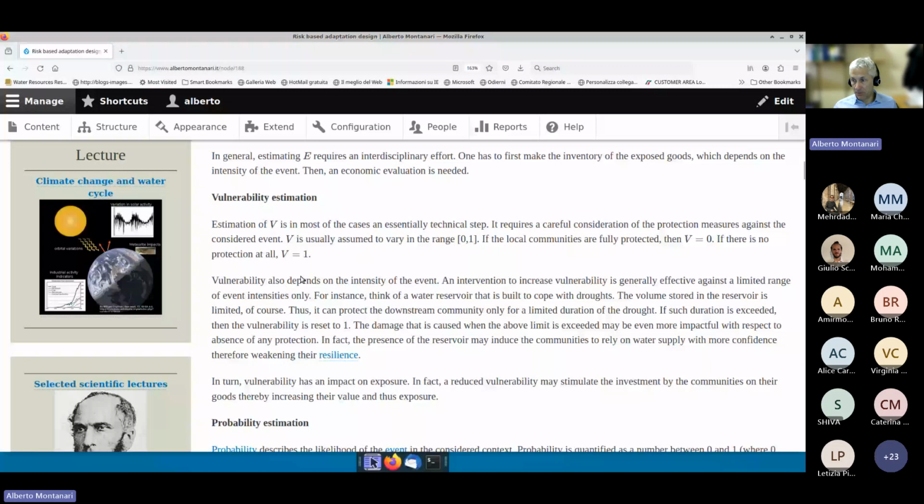Okay, now let's turn to probability estimation, which is at the basis of everything. Do you have any question before I move forward?